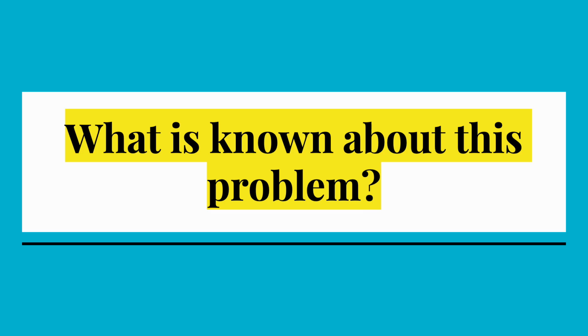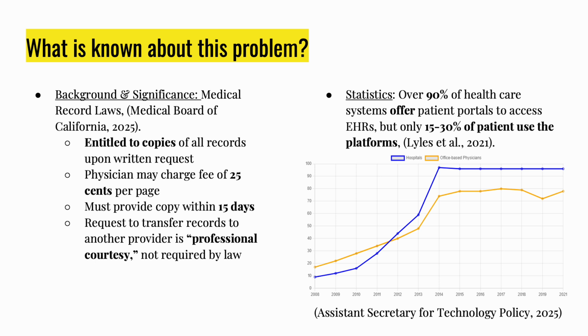What's known about this problem? So, some background and significance on some medical record laws that already exist. A patient or patient representative is entitled to copies of all or any portion of their records, and they have the right to inspect upon written request to the physician. Now, the physician can charge a fee to offset the costs of paper, not to exceed 25 cents per page.